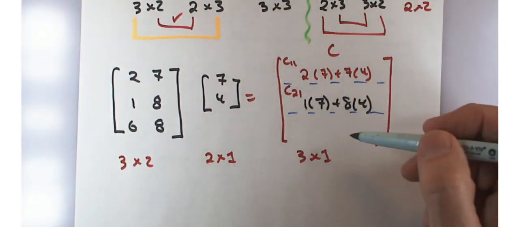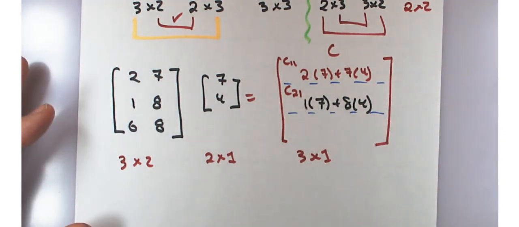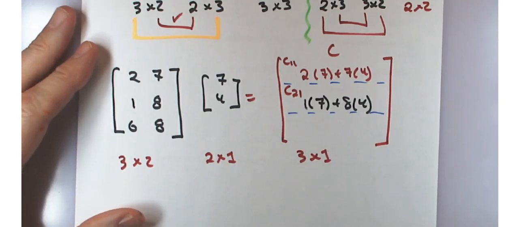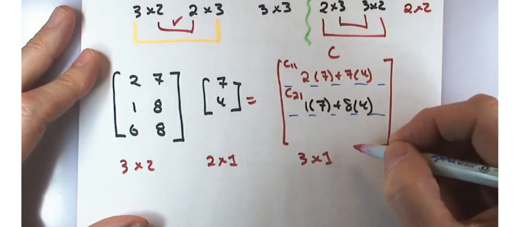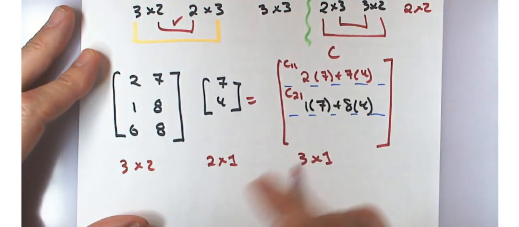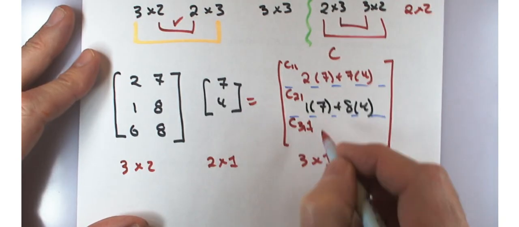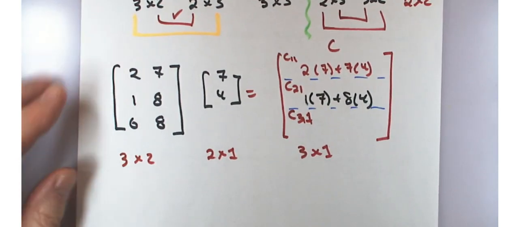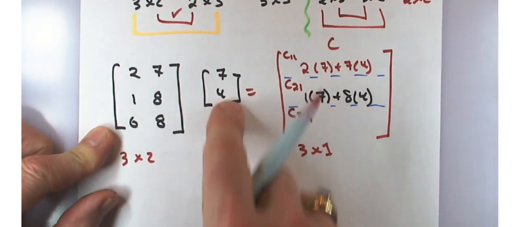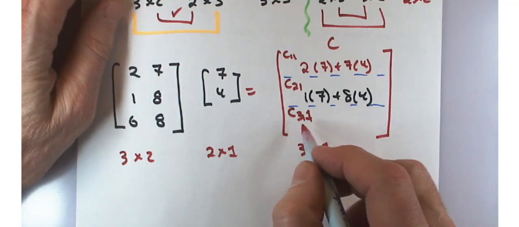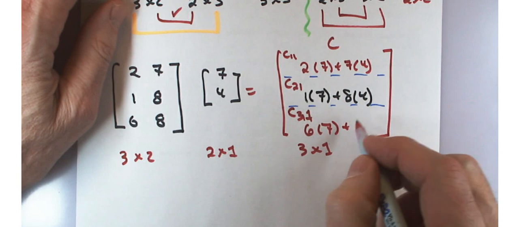What's this last cell called? What would its notation be here? C what? Well, let's see. This is the third row, first column. So I'll call that C31. So that means I want to take the third row of this matrix times the first column of this matrix. That'll end up giving me 6 times 7 plus 8 times 4.